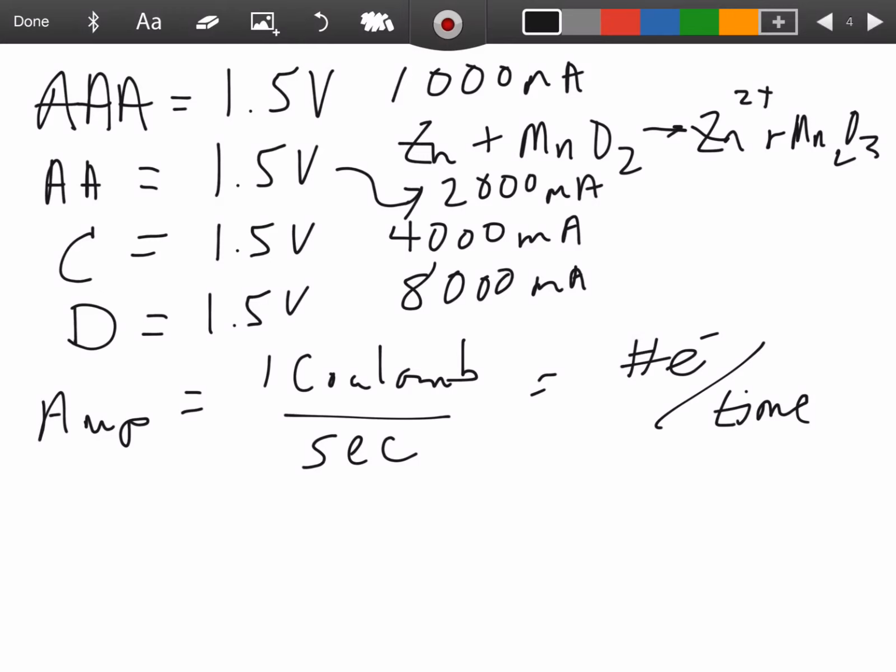But the amperage on a 9-volt battery is much smaller. The amperage is only 500 milliamps. So you don't get a lot of electrons moving, but you get them moving with a lot of power. And so that's the difference between a 9-volt battery and those other batteries.